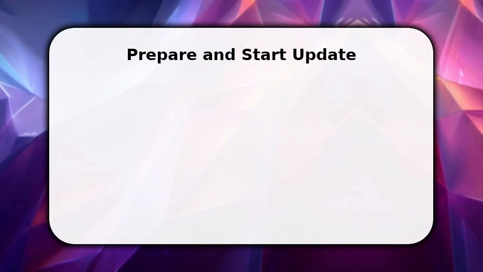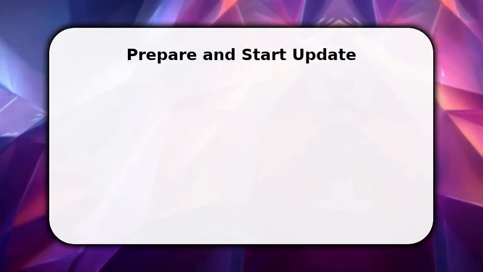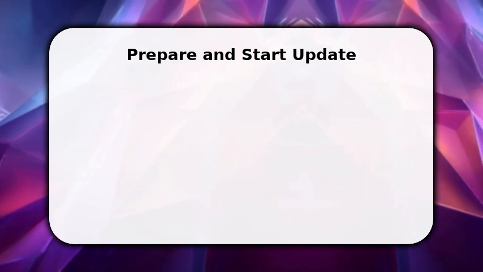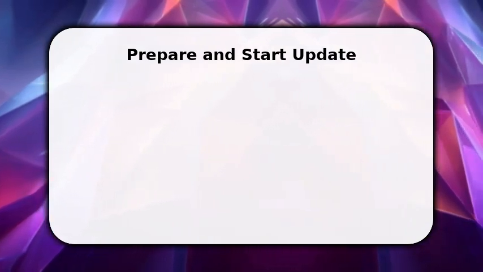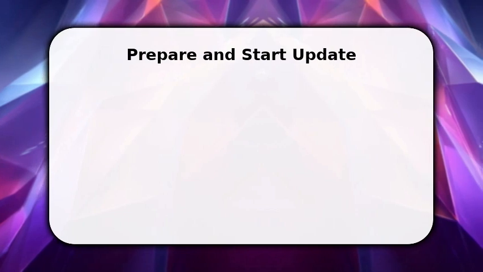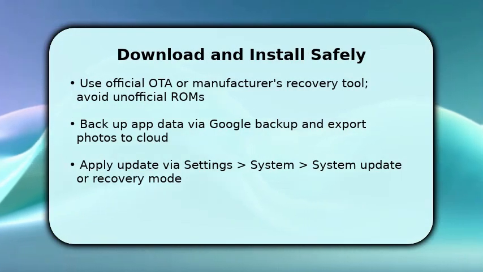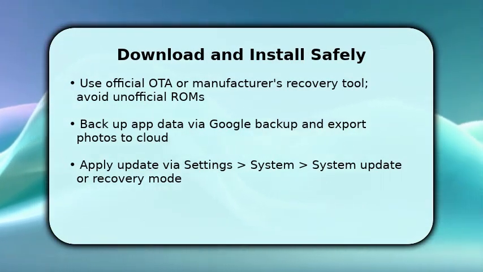If you plan to use a manual tool, enable developer options and USB debugging now, but do not unlock the bootloader unless instructed. You should opt for the official OTA or the manufacturer's recovery tool because they preserve user data. Unofficial ROMs often require a data wipe.